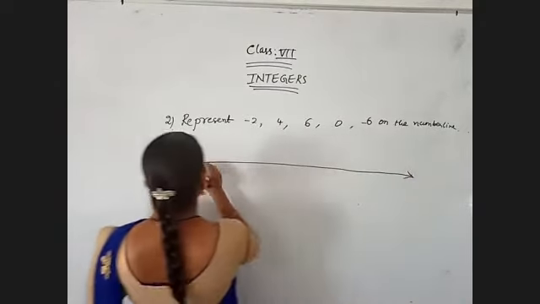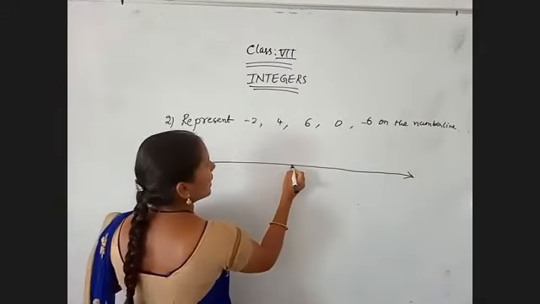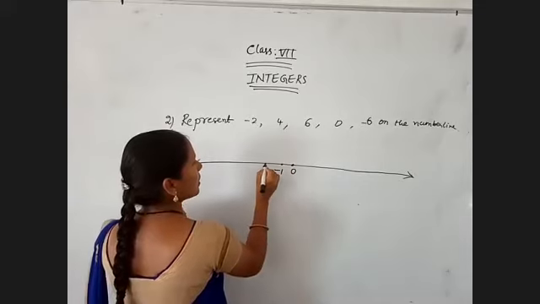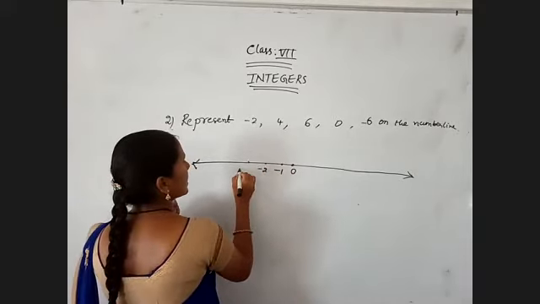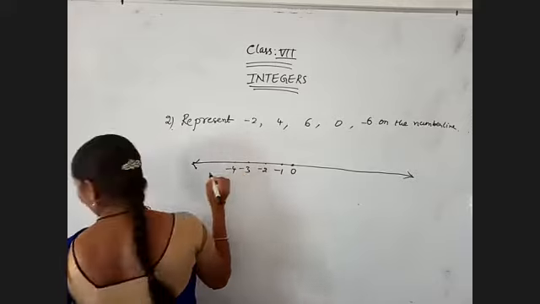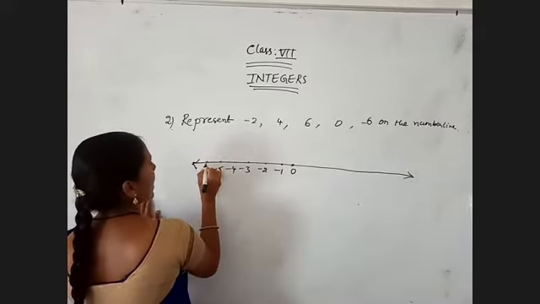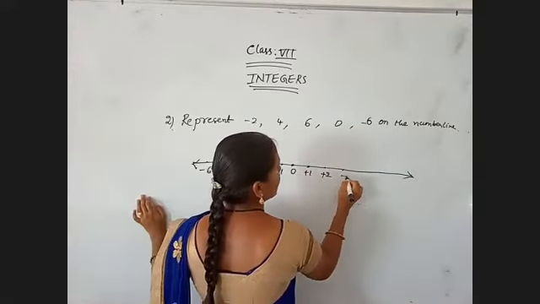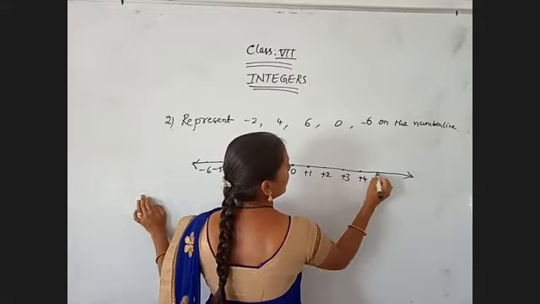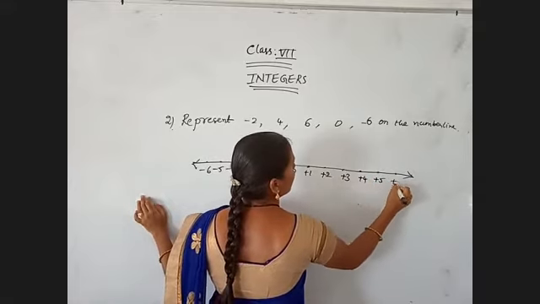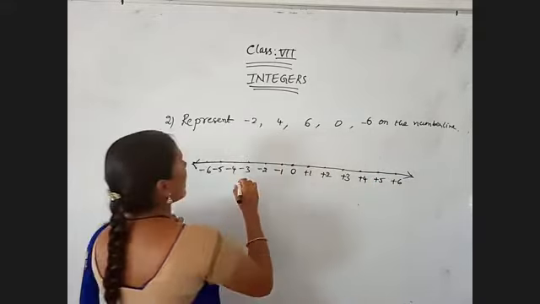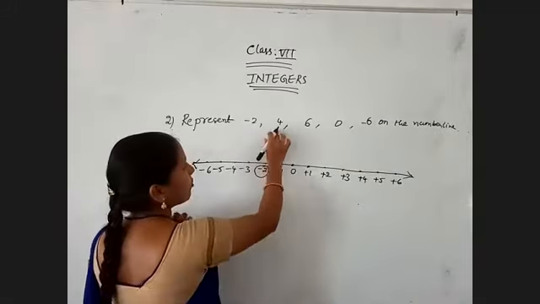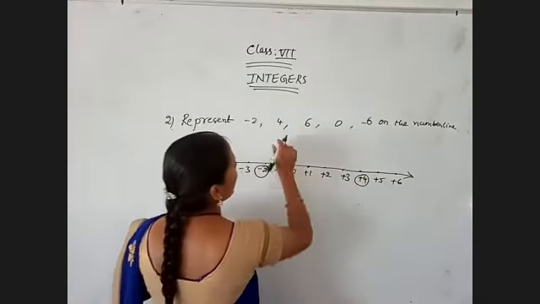So in case of the number line, first of all, write 0 and to the left of 0 place the negative values: minus 1, minus 2, minus 3, minus 4, minus 5, and to the right plus 1, plus 2, plus 3, plus 4, plus 5 and plus 6. Now coming to the question. Starting with minus 2. So minus 2. After that 4 and 6.